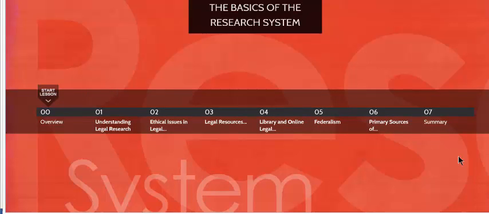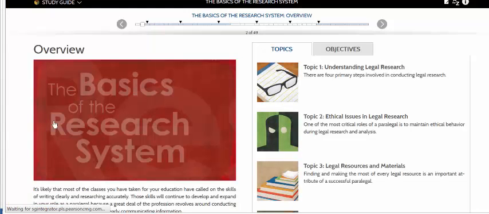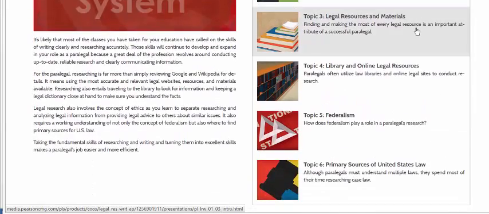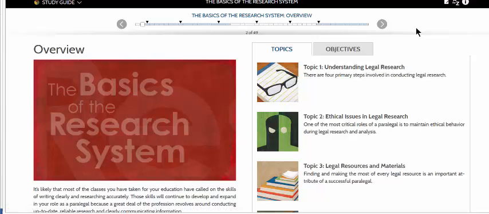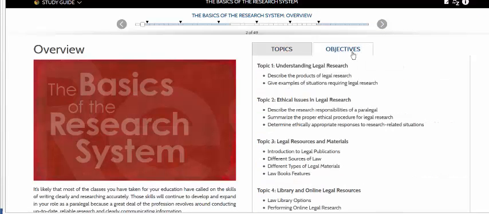This is your interactive presentation. Can I scroll? No. Your overview. It's very slick. It's very interesting. It's super straightforward. Up here is your progress. Here's how you go forward, and you can click on your objectives. That's always good for you to look at.